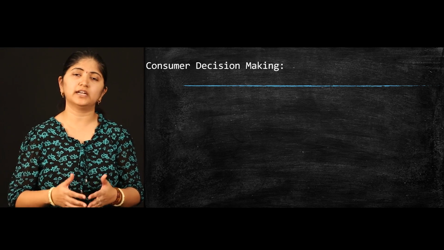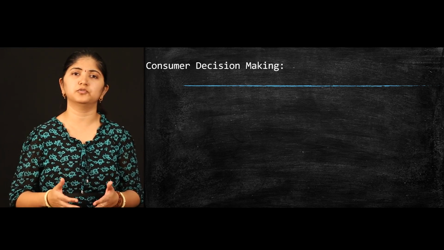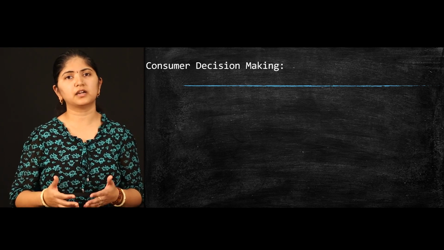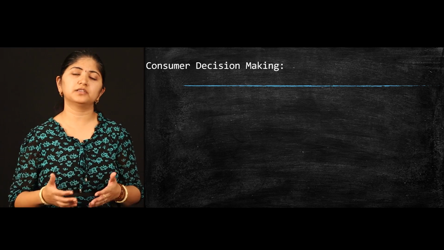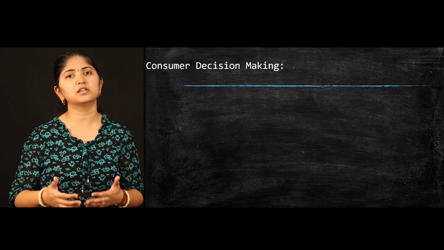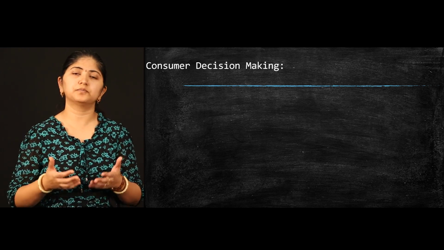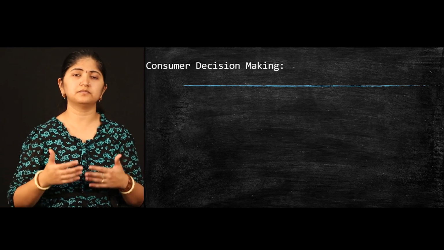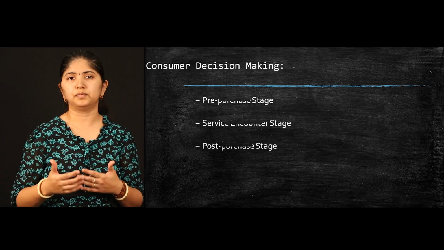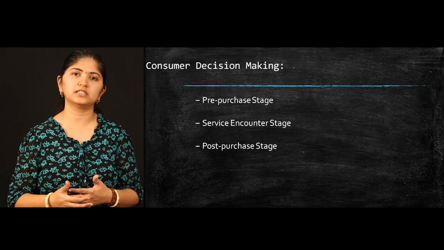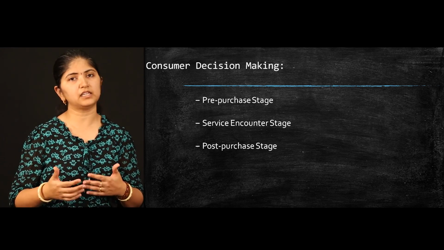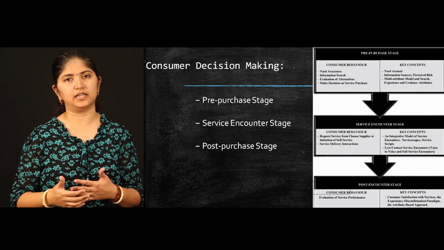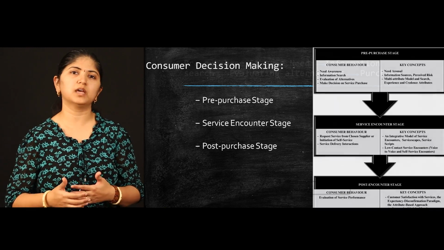Now, as we all know, in the case of services, production, distribution and consumption take place simultaneously. So, marketers and researchers have developed a 3-stage model because a customer doesn't buy an output, he buys a process. It's a process consumption thing. That is why the 3-stage model has been developed: pre-purchase stage, service encounter stage and post-purchase stage. At each stage, the consumer behavior has been observed and the key points are covered as well. We'll look at them one by one in detail.